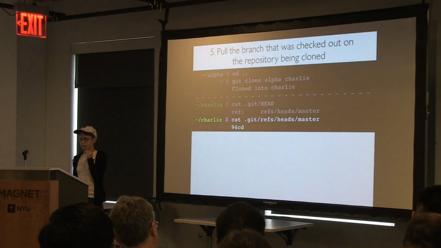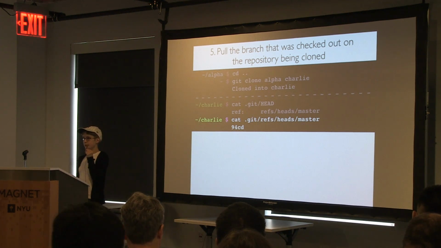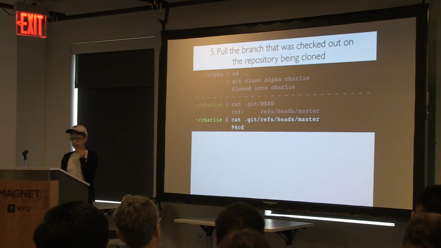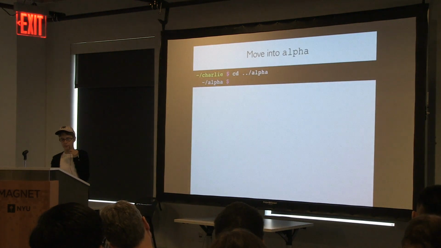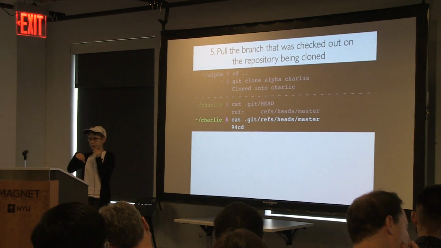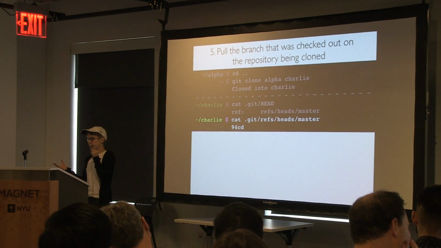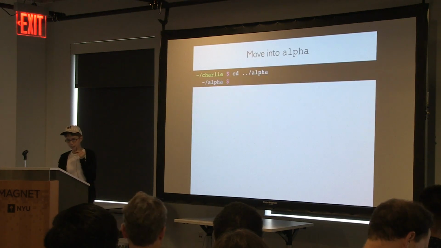And then 5, do a pull so that Charlie's master is in the same state as alpha's master. So there again is our old friend, the 12 commit. And so we can see that master is now pointed at the 12 commit on Charlie. So this is pretty similar to that copy we did. It's a little more efficient, but ultimately the same result.